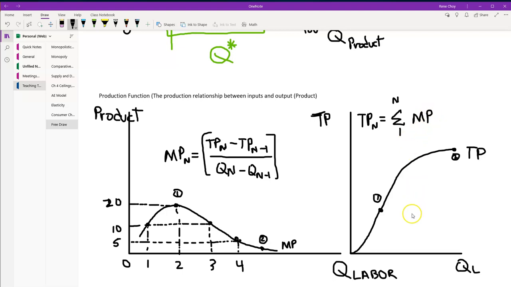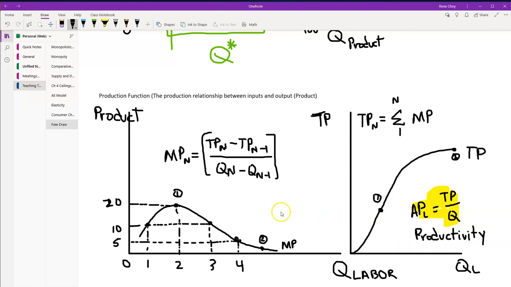All right, and then now we have an extra product. In this case, we have average product. In this case, average product of labor, which is basically total product divided by quantity. And this is what we call productivity. Okay, so average product is productivity.